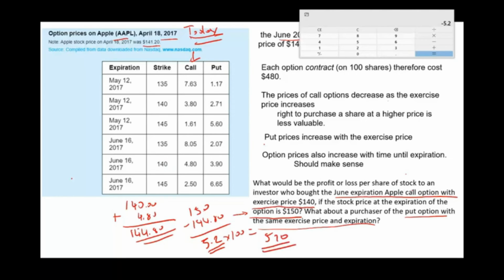What happened if you bought the put option and you paid $3.90 per stock times 100, so you paid $390? What will be your loss or your gain? Guess what? This is what you lost. That's what your loss is.